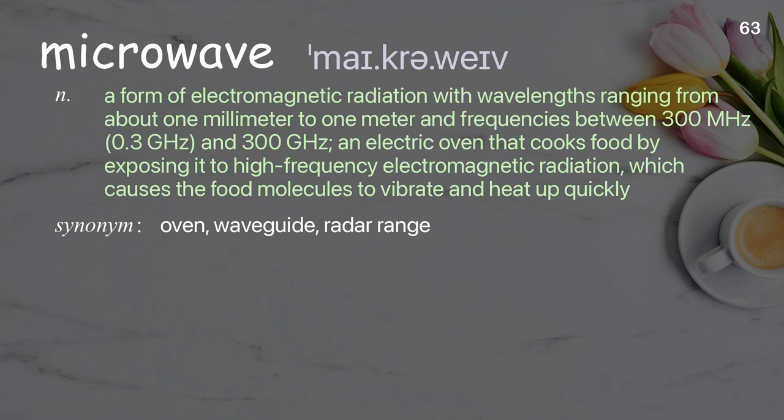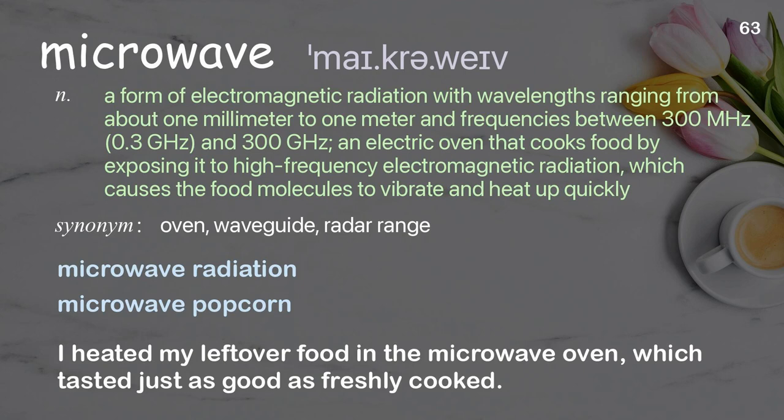Microwave. A form of electromagnetic radiation with wavelengths ranging from about 1 millimeter to 1 meter and frequencies between 300 megahertz (0.3 gigahertz) and 300 gigahertz; an electric oven that cooks food by exposing it to high-frequency electromagnetic radiation, which causes the food molecules to vibrate and heat up quickly. Examples: microwave radiation, microwave popcorn. I heated my leftover food in the microwave oven, which tasted just as good as freshly cooked.